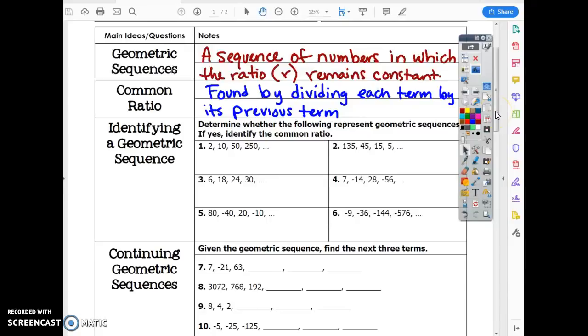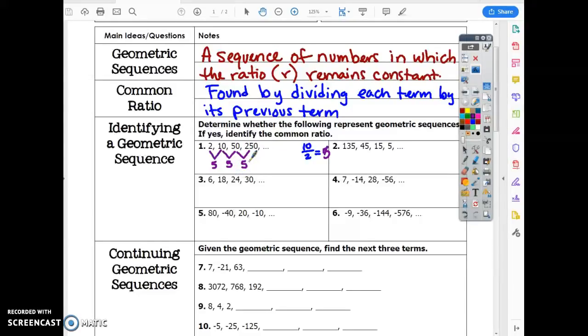Okay? So problem number 1. Okay, if I take the second term and divide it by the first term, 10 divided by 2. Let me put it over here on this side. 10 divided by 2. What does that give you? 5, right? That means from this number to this number, you multiply by 5. From this number to this number, you multiply by 5. And then from this number to this number, you multiply by 5.